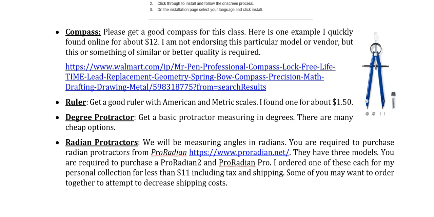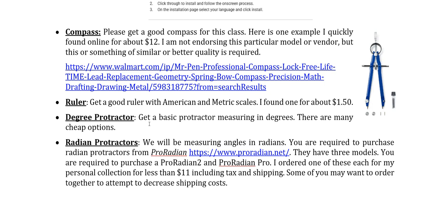I found rulers for as low as $1.50 or so, and basic degree protractors. There's several cheap options that you can go with. A lot of your discount stores, department stores, school supply stores, and office stores. A lot of these different stores have some of these things, or you can certainly find them online as well.